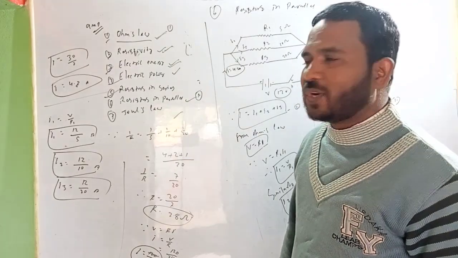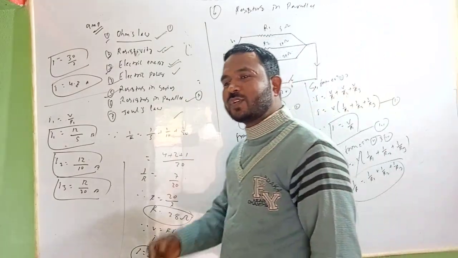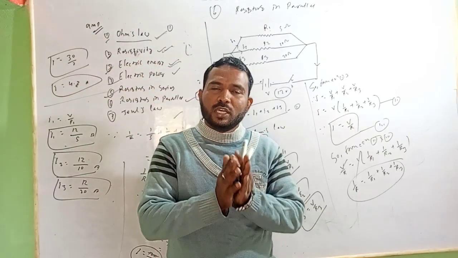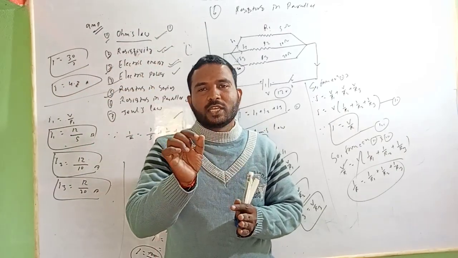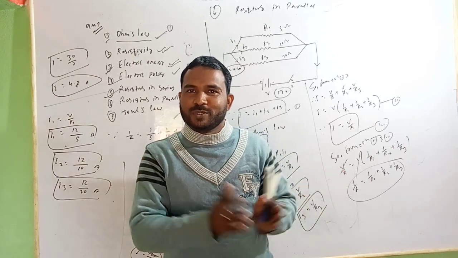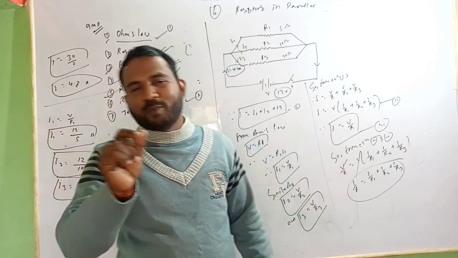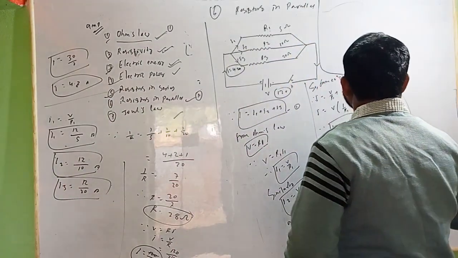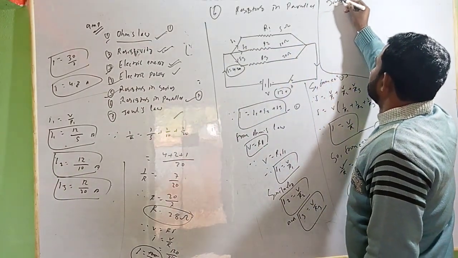What is Joule's law? Joule's law, that is the Joule's law of heating effect. Okay, you know that whenever the current flows continuously in a circuit, what happens? Heat is produced. Okay, so heat depends on the following factors. What are the factors? Joule's law.